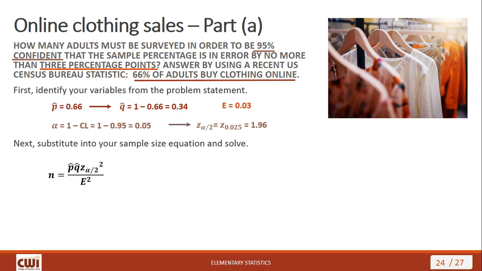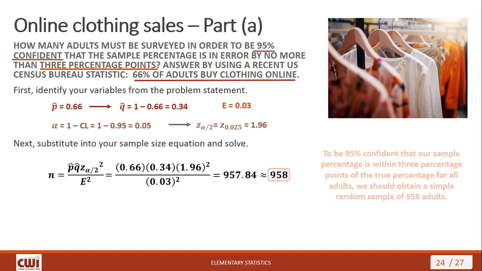Now that we've got the numbers that we need, we substitute into our sample size equation and solve. So here's our sample size equation. We're going to plug in the numbers that we have. So 0.66 for p hat, 0.34 for q hat, 1.96 for our z-score critical value, and 0.03 for e. Punch these numbers out on your calculator, and you will find the answer is 957.84, which of course we round up to the next nearest whole number, and we get 958 for our sample size.